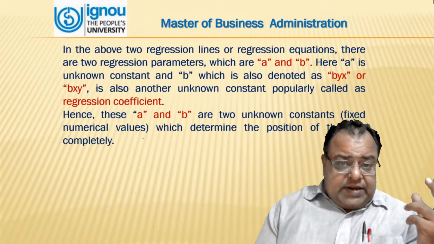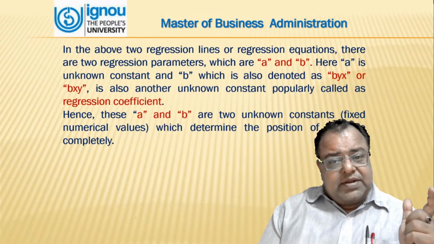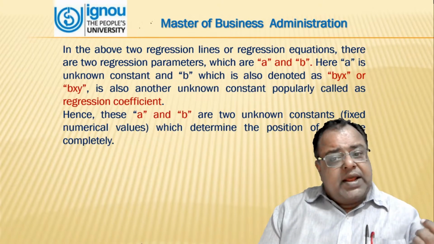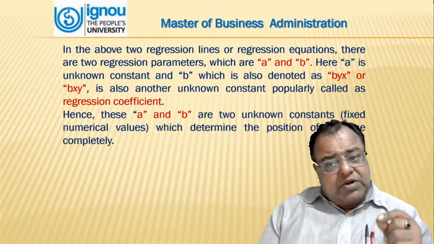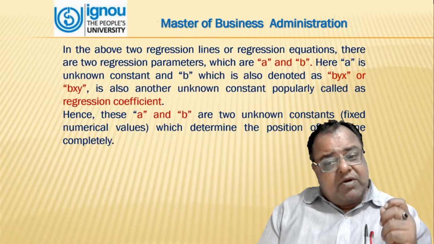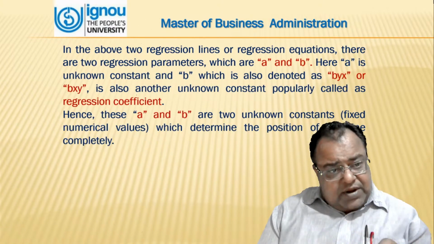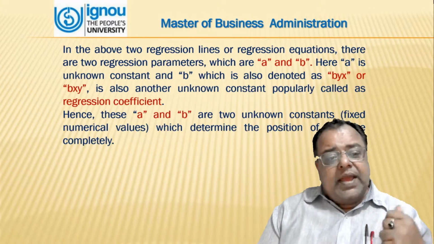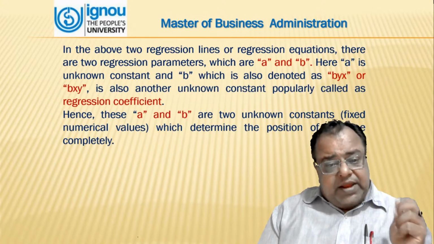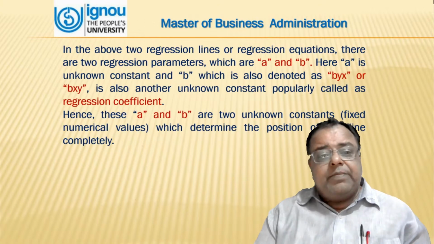In the above two regression lines or regression equations, there are two regression parameters, a and b, where a is an unknown constant and b, which is also denoted by byx or bxy, is another unknown constant, popularly known as the regression coefficient. Hence, these a and b are two unknown constants, fixed numerical values, which determine the position of the line completely.